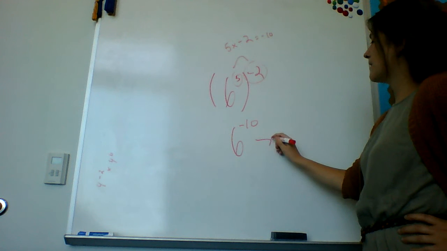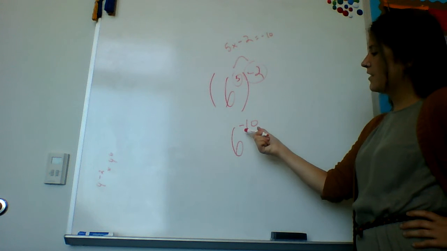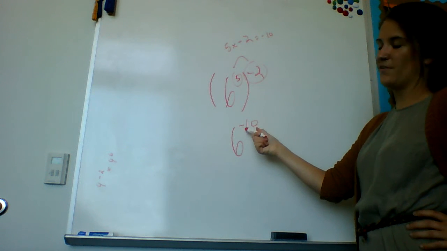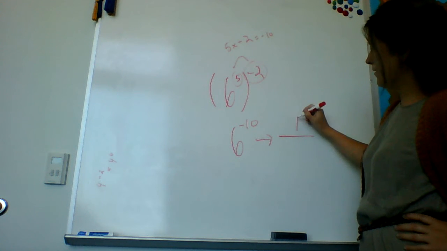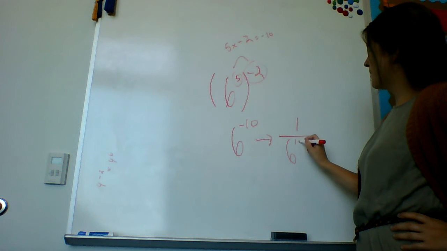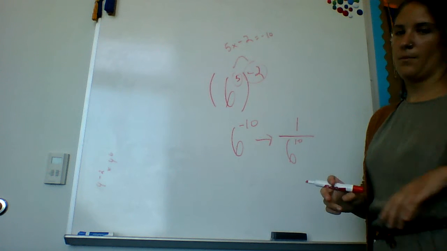If I wanted to go one step further, I could. The negative exponent tells me that I'm dividing, or that I will have a fraction. The numerator is always 1. And this becomes 6 to the positive 10th power.